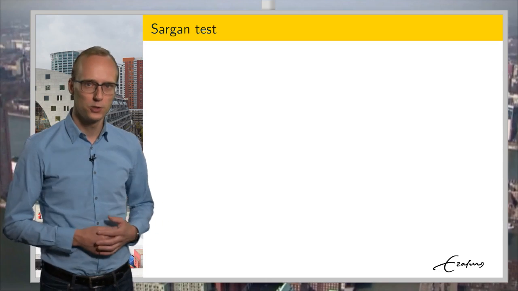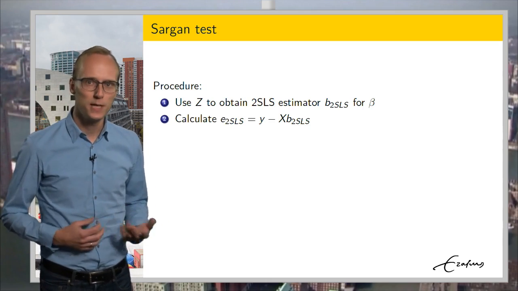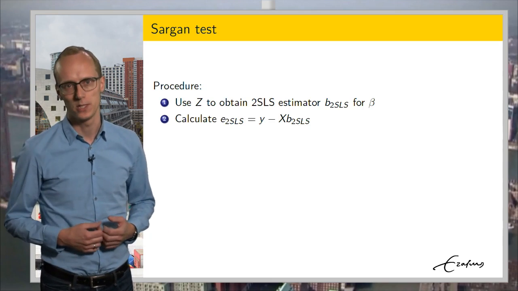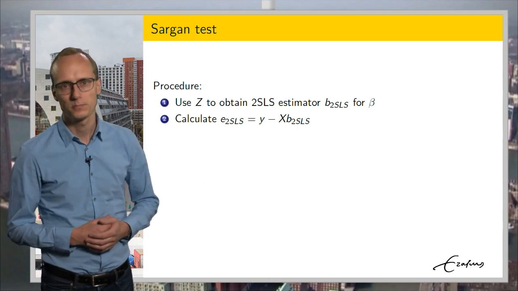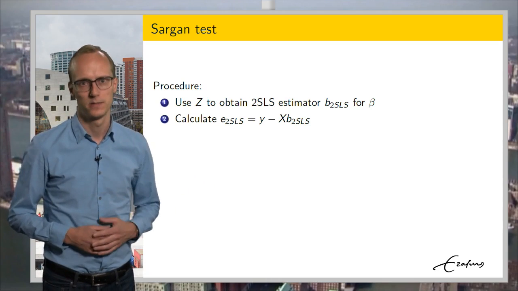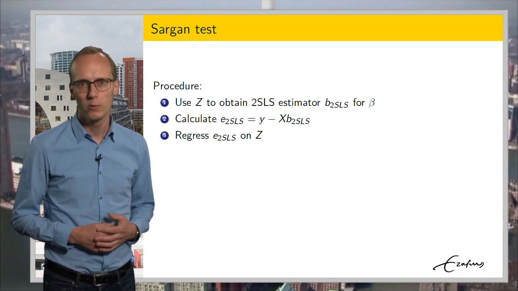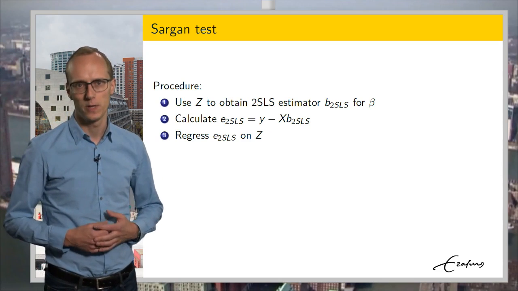To execute the Sargan test, we follow 4 steps. First, we use the instrument Z to perform 2SLS. Next, we obtain the residuals. Note that these residuals are based on X, not X hat. Next, we regress these residuals on Z and obtain the R squared of that regression.